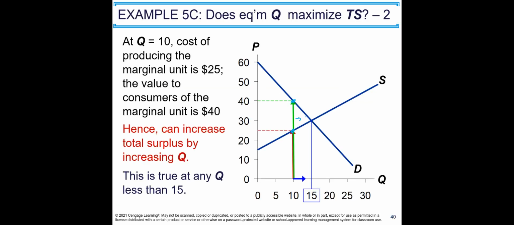So for that reason, if you go less than 15, you have room to increase total surplus. If you go above 15, you have room to increase total surplus. Therefore, quantity equal to 15 maximizes total surplus.